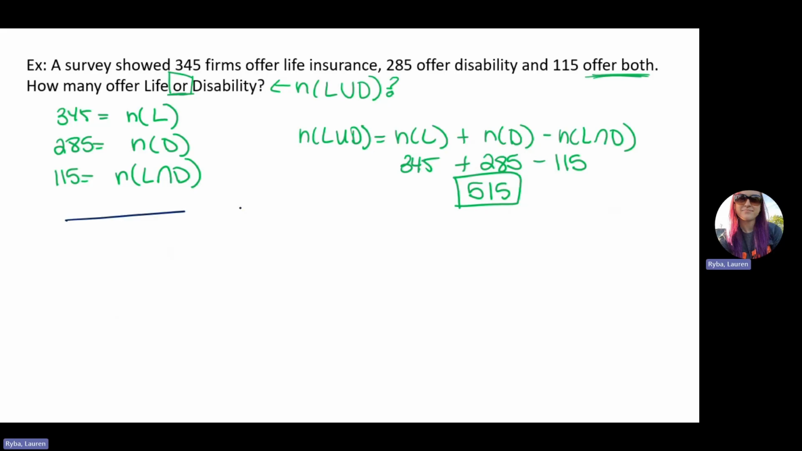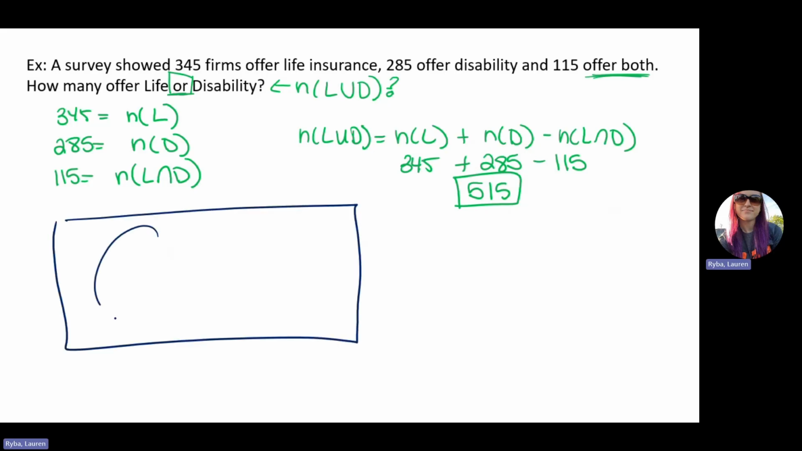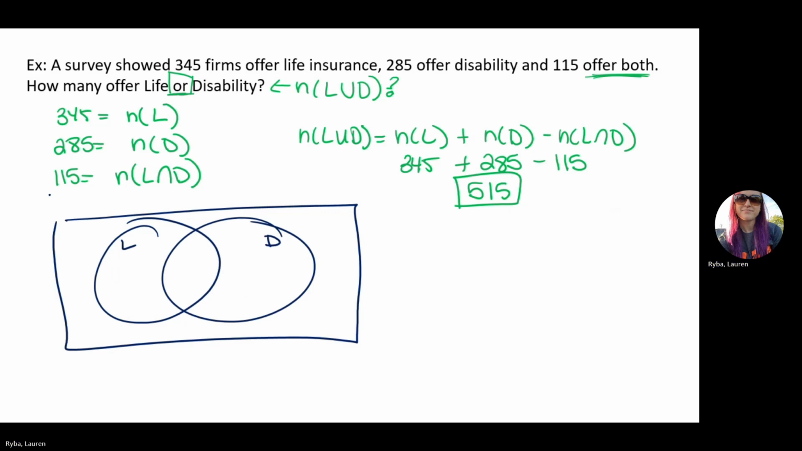Okay, could I have gone and drawn the Venn diagram? Yes, I always like to show you multiple ways here. I always start with the intersection. There's 115 in there. Now, inside circle L must sum to 345. I must have a total of 345 inside circle L. I have 115 already used. So 345 minus 115 is going to tell me how many are just in the life section.